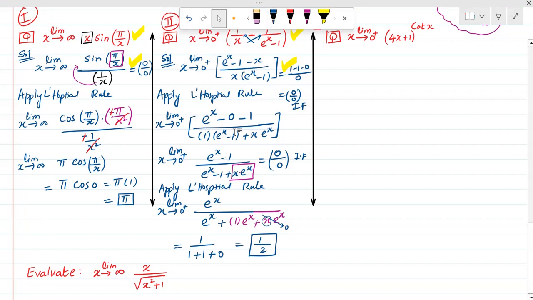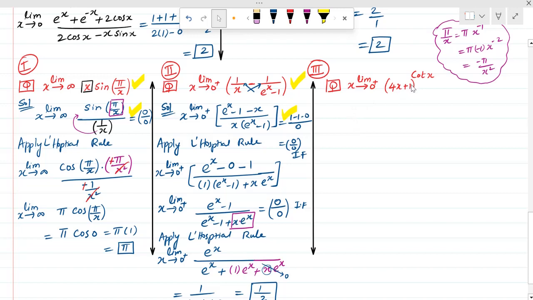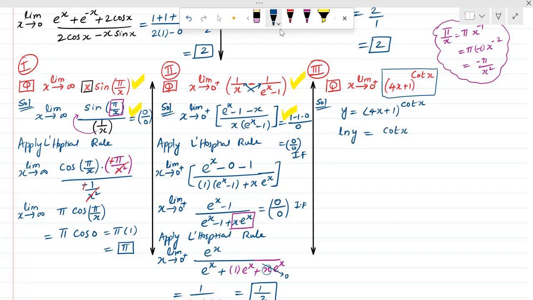Now the question is here the power. So whenever you have a power, I have to take a ln. So I will take this part as y. The given question is y equal to (4x plus 1) to the power cotangent x. Now take ln both sides. When you take ln both sides, ln y equals, this power will be brought here, cotangent x into ln of 4x plus 1.